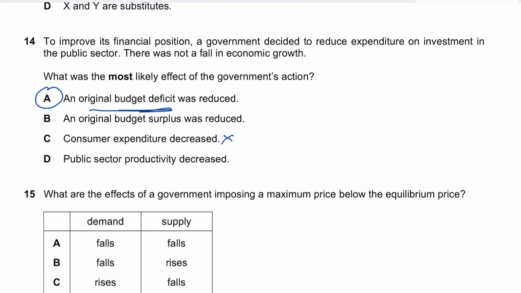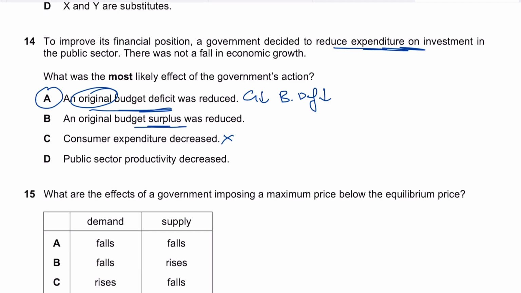That deficit has to be financed from somewhere. But they're trying to reduce it. They're trying to improve the financial position. So it says that the original budget deficit was reduced. It means that whatever budget deficit the government had, it will go down now because the government is reducing the expenditures. So if the government is reducing the expenditures, the budget deficit would definitely go down.